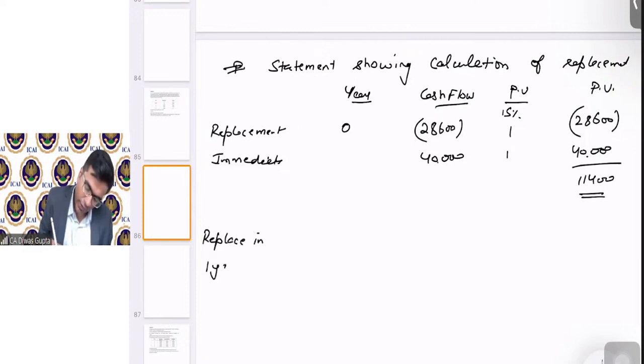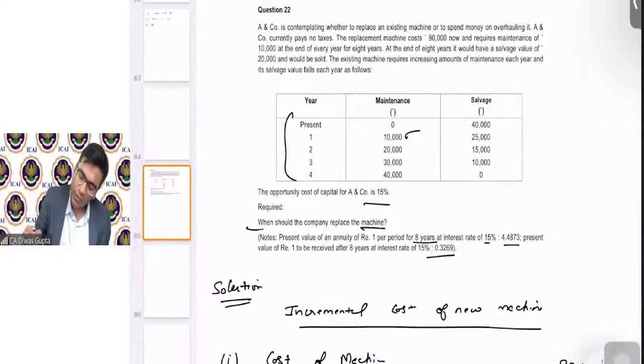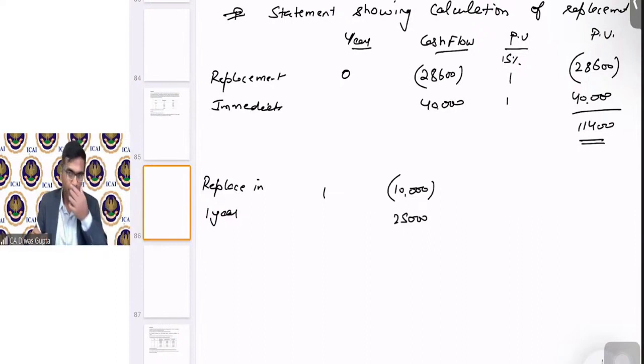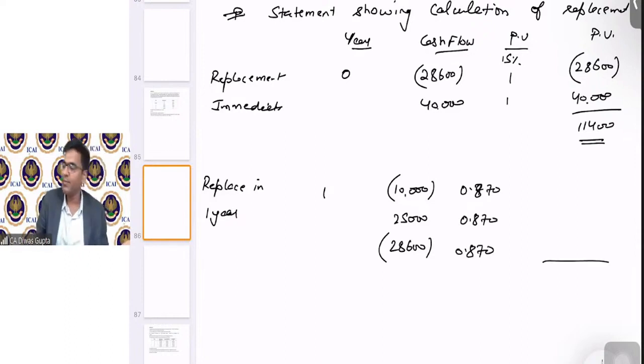Replace in 1 year. In this case, first of all, you will spend 10,000 on maintenance and you will realize 25,000. So 10,000 on maintenance, 25,000 you will recover, and 28,600 will be a cost. Correct? Present value factor will be 0.870, and we can just simply multiply and calculate the NPV, 11,830 negative.